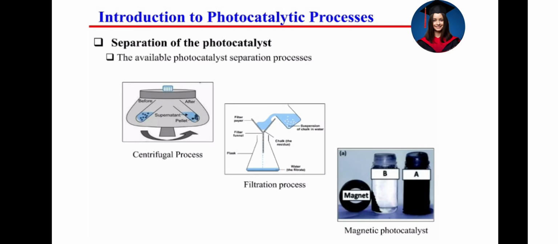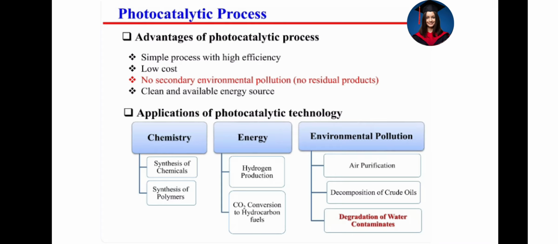Separation of photocatalysts. The available photocatalyst separation processes are centrifugal processes, where a centrifuge is used for the separation of photocatalysts from the solution, or you can say treated water. Filtration processes, where you can filter it out through various filter papers, various types of charcoals, or any other materials. Magnetic photocatalyst, which you can simply separate out by using a magnet.